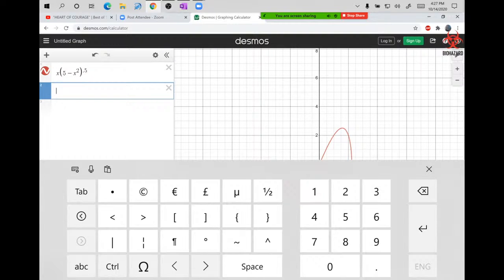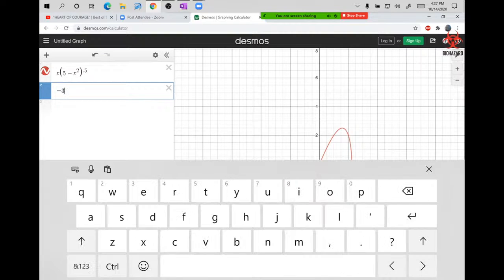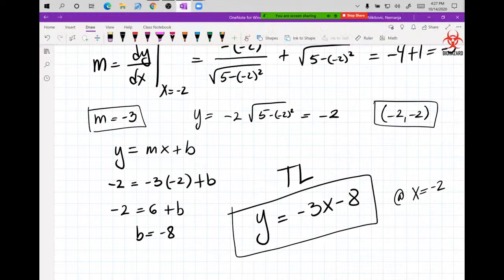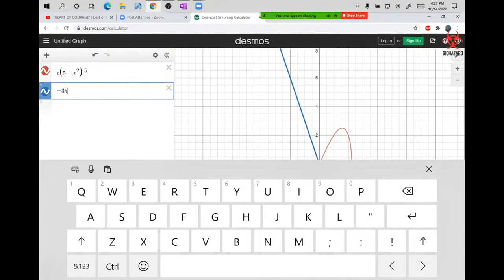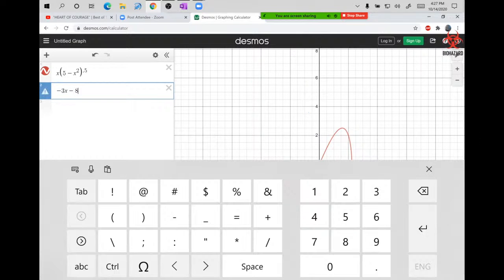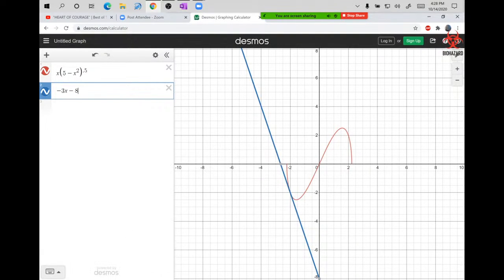And then on the second one, we have our tangent line. That was -3x minus 8, if I remember. I think it was -8. Yeah, -3x minus 8. Moment of truth.